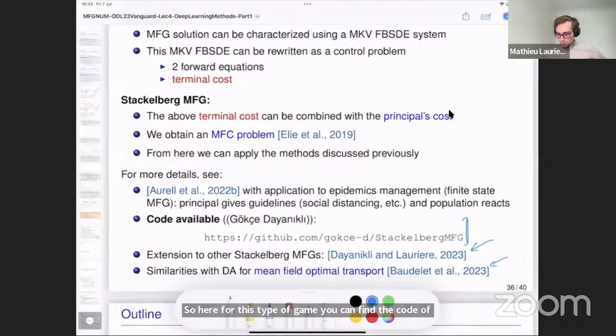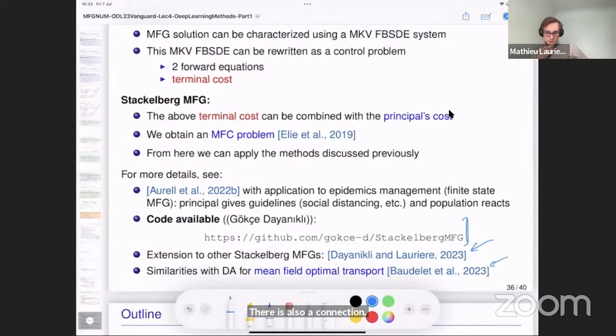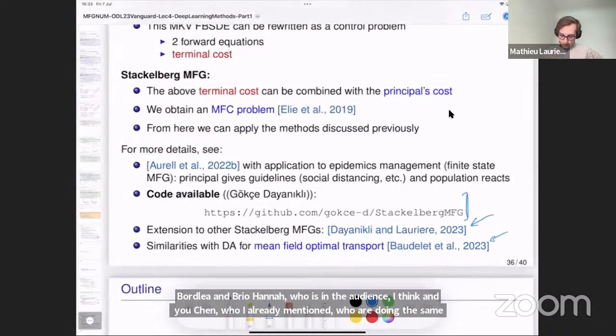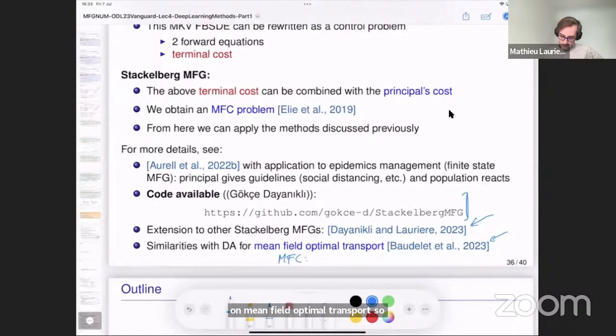There is also a connection. The last paper I mentioned here is a work we did with Sébastien Baudlet and Brieux Freinet, Amal, who is in the audience, I think, and Yuchen, who I already mentioned, who worked during SMRAX on mean field optimal transport. So this is an MFC problem, except that instead of having a terminal cost, you replace that by a terminal constraint on m at time T. So this is really an optimal transport problem because m0 is given, m at time capital T is given. You have to match it, but you have mean field interactions in the dynamics. For example, congestion or other mean field effects. So it's not a standard optimal transport problem.